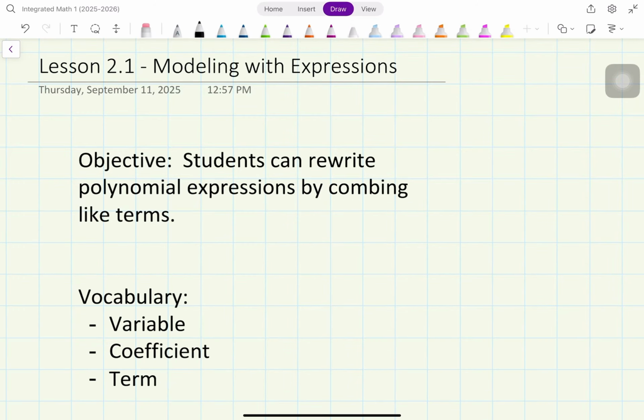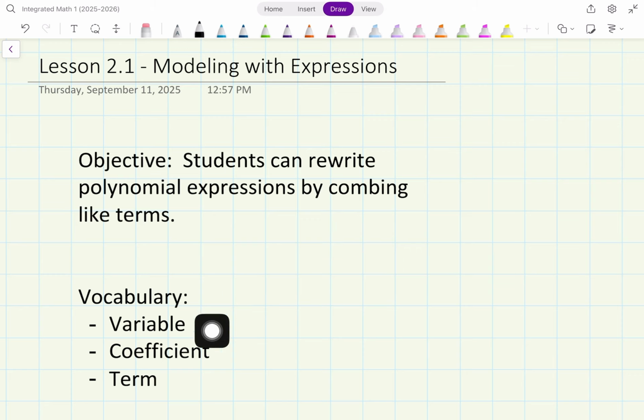Alright, you guys, so we're going to go ahead and get started here. We have lesson 2.1, which is modeling with expressions. Our objective here is for students to rewrite polynomial expressions by combining like terms. We had already done combining like terms, but we're going to be adding a few things like distributive property, adding and subtracting.